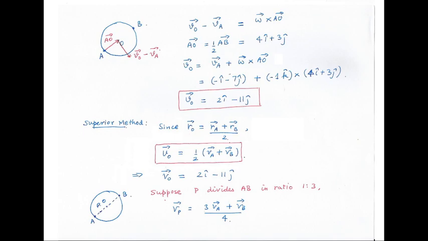So the lesson from this calculation of VO is that if I were to know the position of any point on the disk relative to A or relative to B, I can get the velocity of that point because I know omega now, and I can use the result that the relative velocity of any two points is equal to omega cross their relative position.